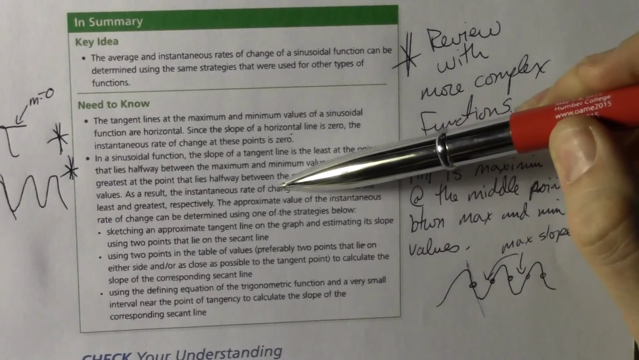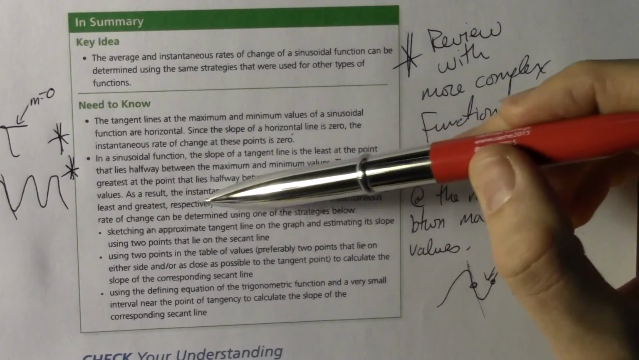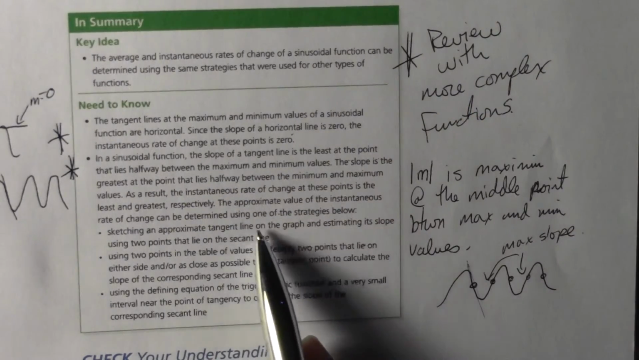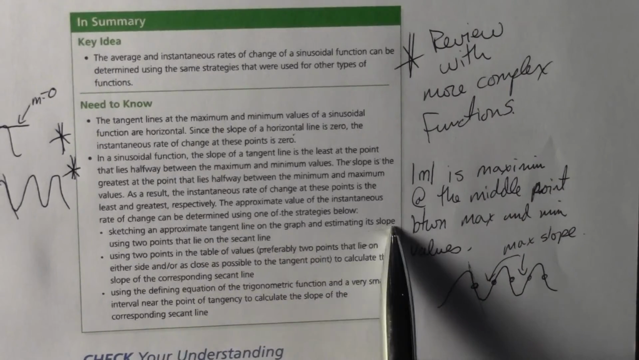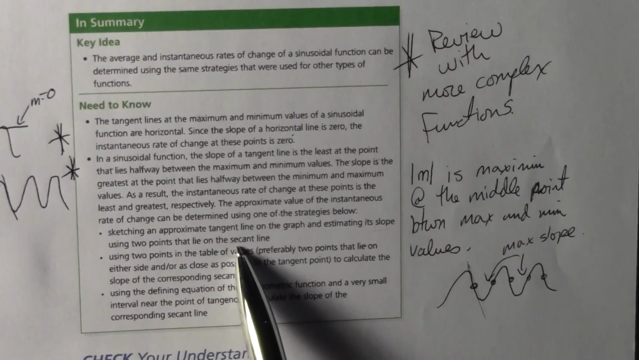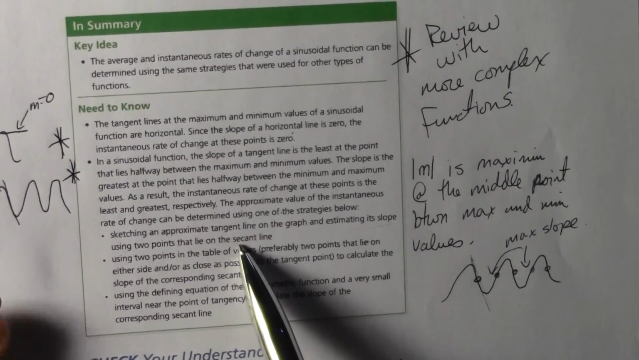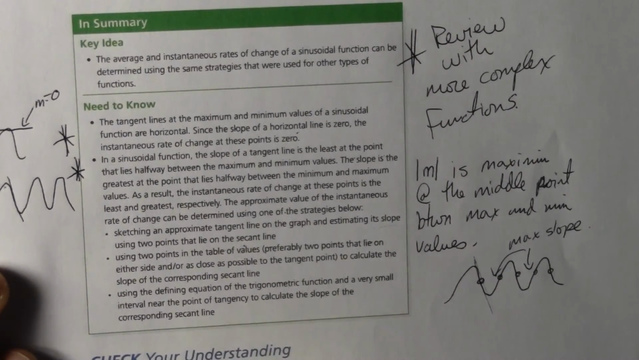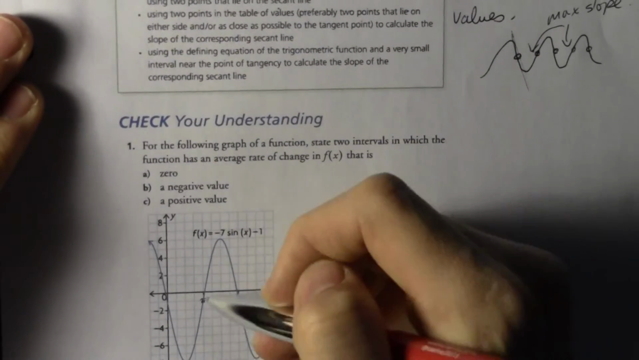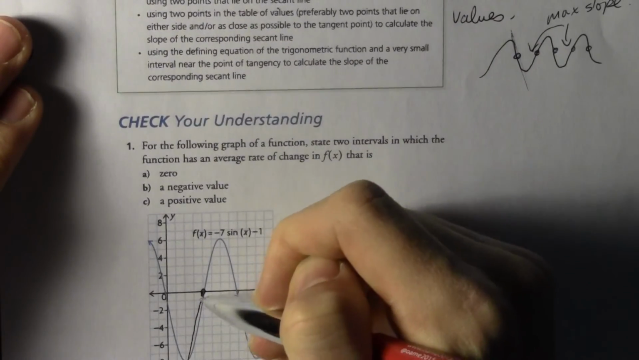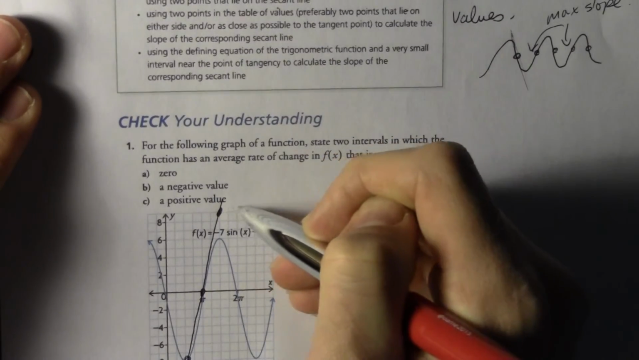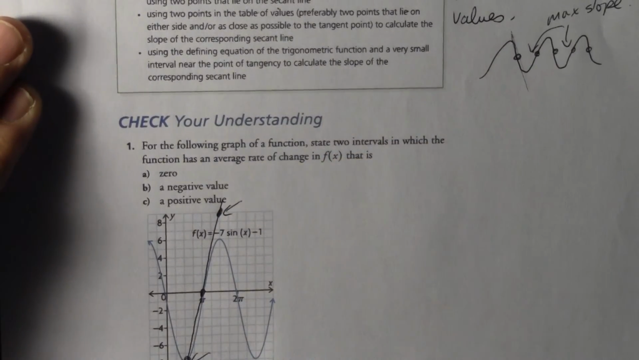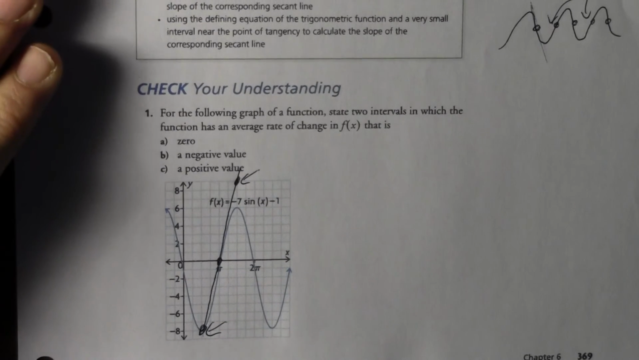The appropriate approximate value of the instantaneous rate of change can be determined using one of the following strategies. Sketch and approximate tangent lines on the graph and estimate the slope using 2 points that lie on the tangent line. So what that means is you draw the tangent line, and then you take points on that tangent line and use these 2 points to calculate the slope of the tangent line.